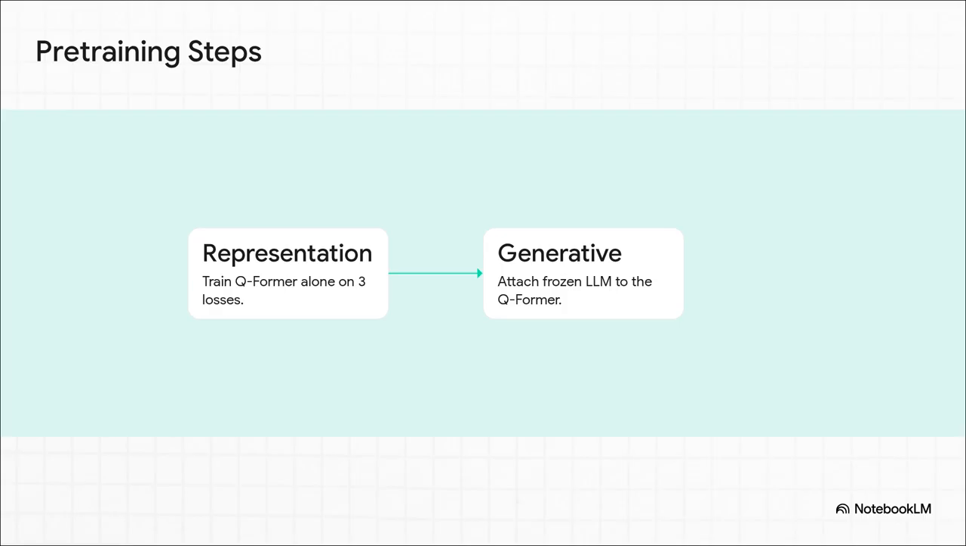This is the big moment where we finally attach that massive frozen LLM, like an OPT or a Flan-T5 model. And to connect them, we just drop in a tiny linear projection layer to map our 32 queries perfectly to the LLM's dimension size. In this second stage, the only things that train are the Q-former and that tiny projection layer. The heavy LLM and the heavy vision model, they stay completely frozen the entire time.